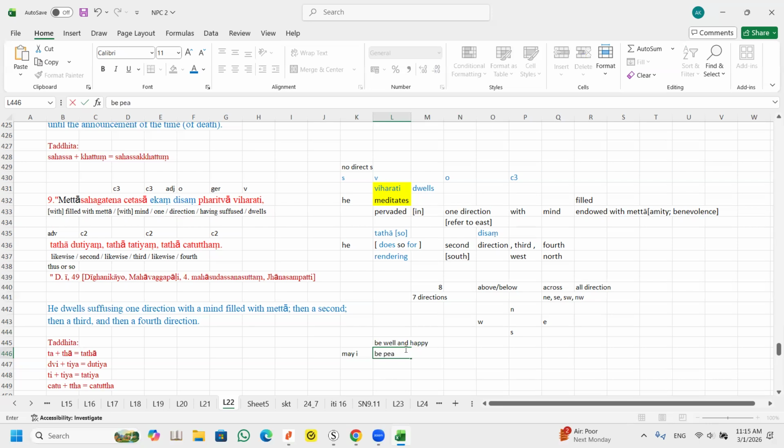Peace. Friendly is meta. Friendly is a real meta. That means if you are not friendly to your friend or your parents or anybody, that means you have no meta. Friendly is a real meta. The rest, well and happy, is you wish them to be well and happy. This is be peaceful. This is you wish. This is the real meta.